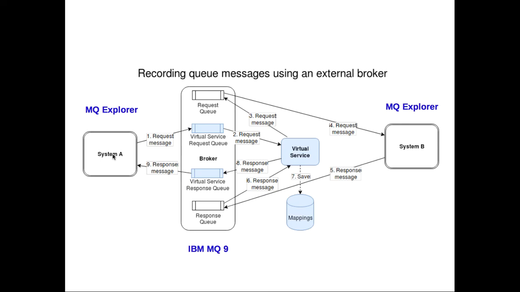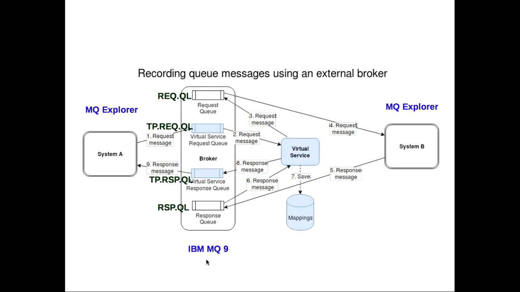So to keep this demo simple, instead of real System A and real System B, we're going to use the MQ Explorer to pretend to be System A, and we're going to use MQ Explorer to pretend to be System B. And for the broker, we're going to use IBM MQ9. It's the development edition available via Docker.